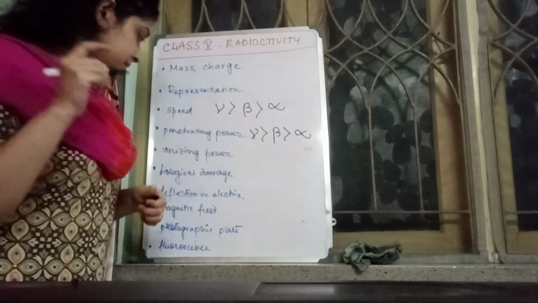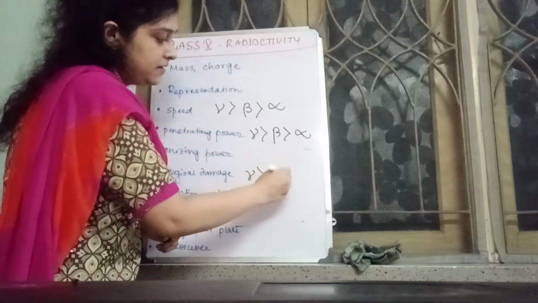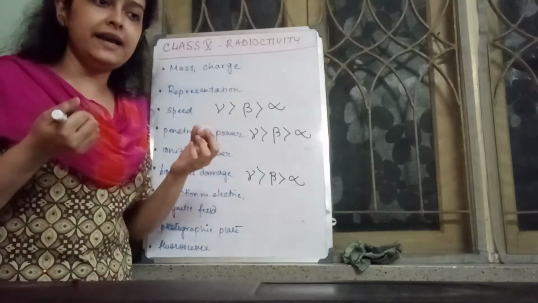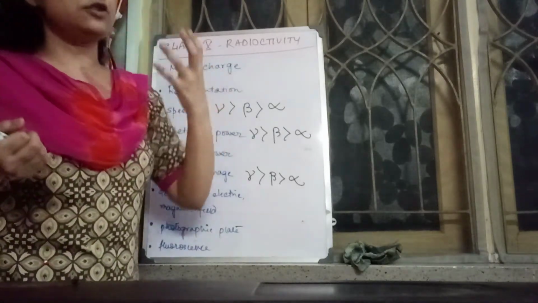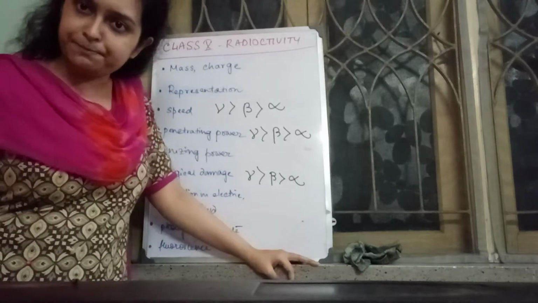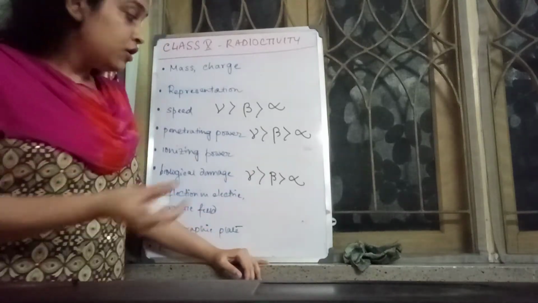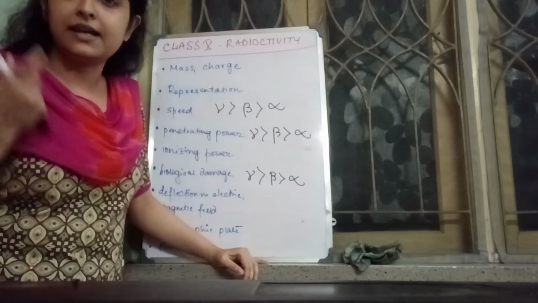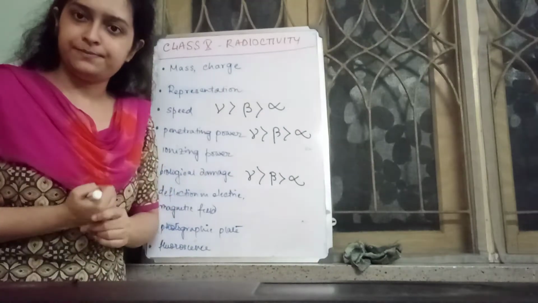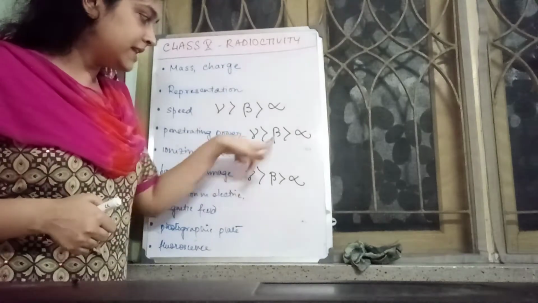So, therefore, biological damage: gamma maximum, beta, then alpha. Alpha particles can be stopped easily, even by a certain thickness of paper. For beta, you need a few millimeter thick lead. For gamma, you need 30 centimeter thick lead to stop the gamma radiations from penetrating. So basically, the damage caused by gamma is maximum, then beta, then alpha.